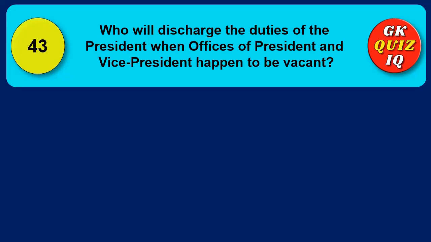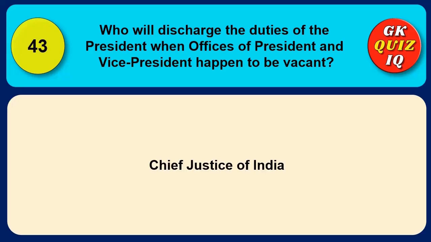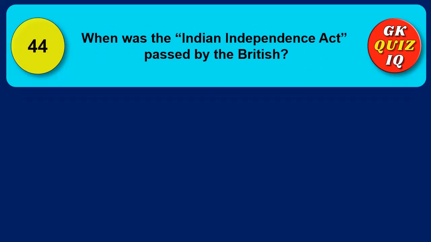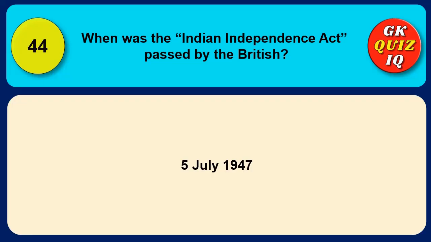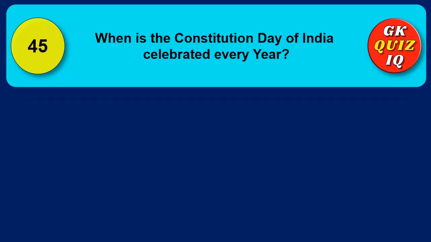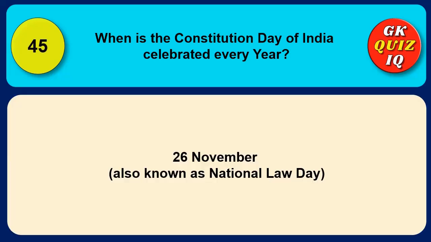Who will discharge the duties of the President when the offices of President and Vice President happen to be vacant? Chief Justice of India. When was the Indian Independence Act passed by the British? 5th July 1947. When is the Constitution Day of India celebrated every year? 26th November.